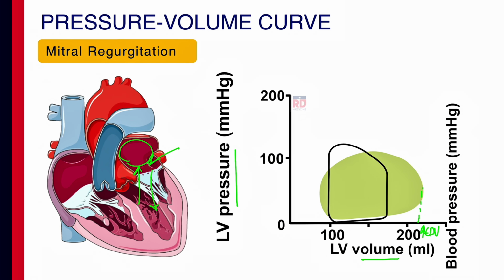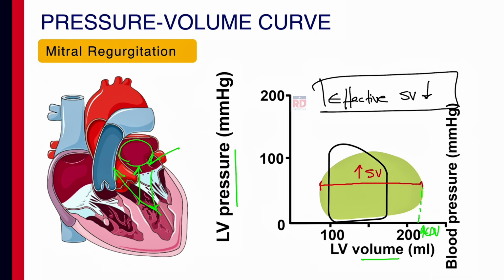It might look like the stroke volume is increased, right? Because the total volume ejected is bigger, but that's misleading. Only part of that volume is actually going forward into the aorta. The rest is just leaking back into the left atrium again, so the effective forward stroke volume is reduced, even though the loop appears wider.